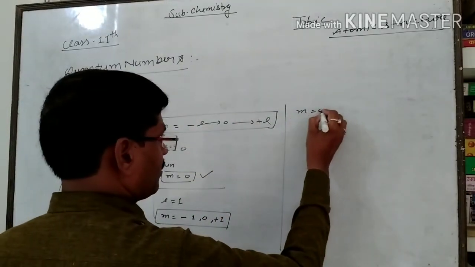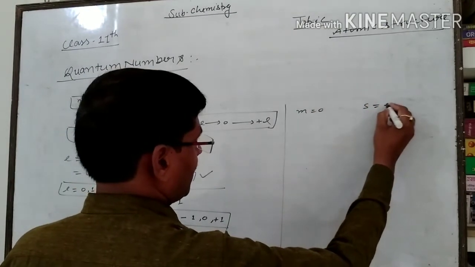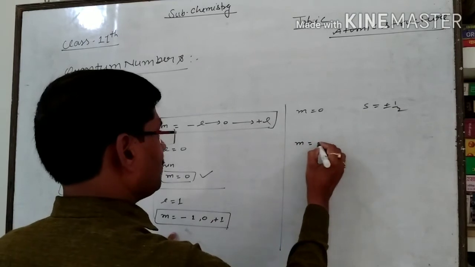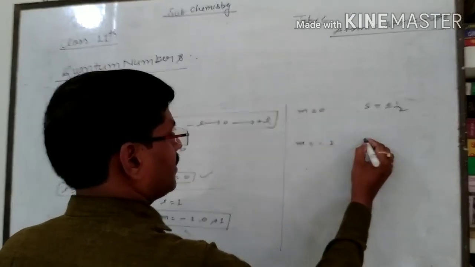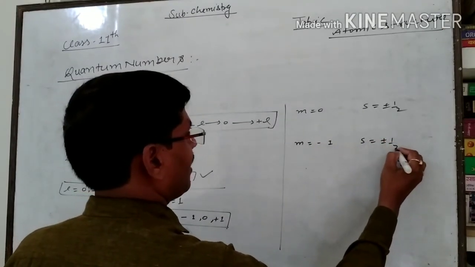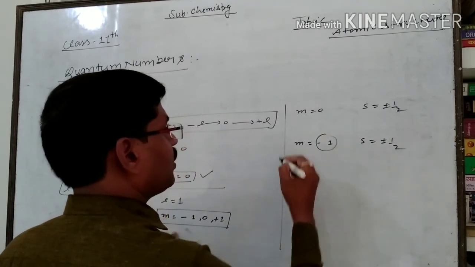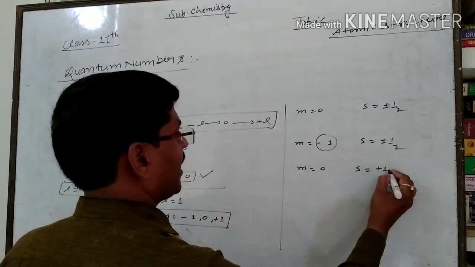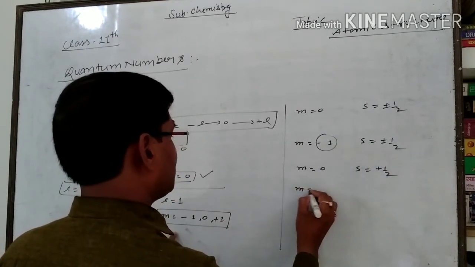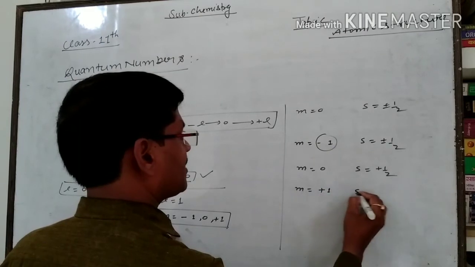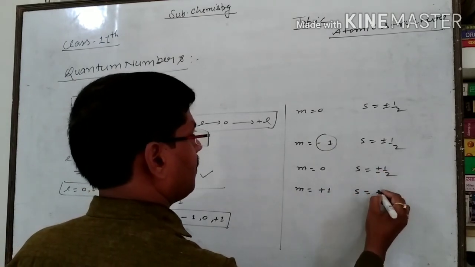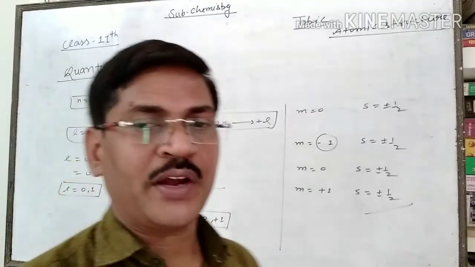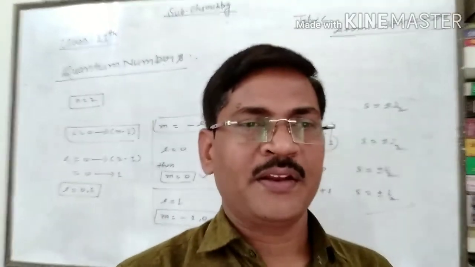m is equal to 0, it means s is equal to plus minus half. If m is equal to minus 1, then also s is plus minus half, because in each there are 2 electrons. m is equal to 0, then s is equal to plus minus half. m is equal to plus 1, then also s having plus minus half. In this way, you will be able to find all the quantum numbers.